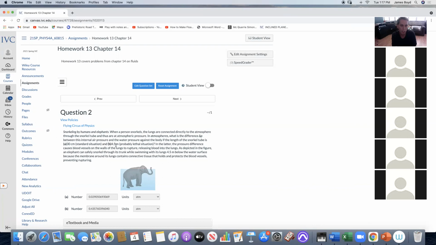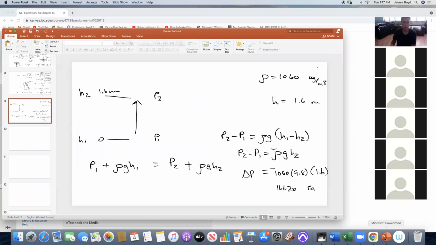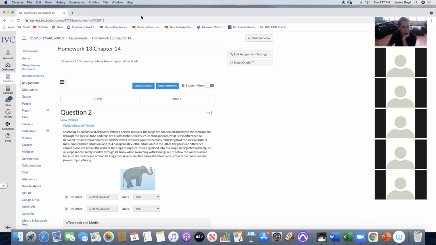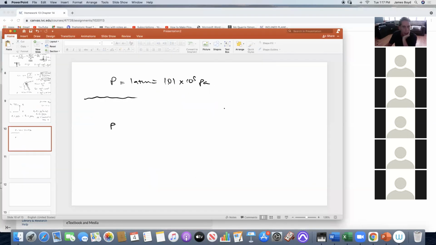I guess it's just for humans. So we want the pressure difference, air and water pressure, 30 and 4.5. Okay, so this question relies on the fact that you have to know that the pressure up here is 1 atm, which is 1.01 times 10 to the 5th pascals. And the pressure down here was 30 centimeters or 4.5 meters. So we're going to go 30 centimeters or 4.5 meters.